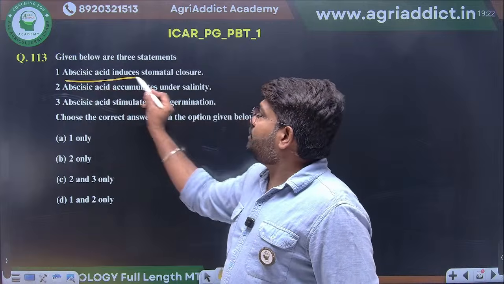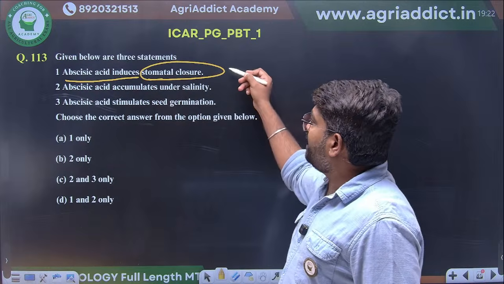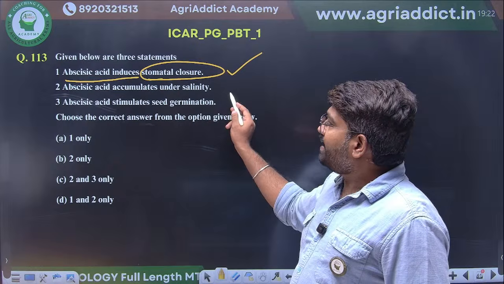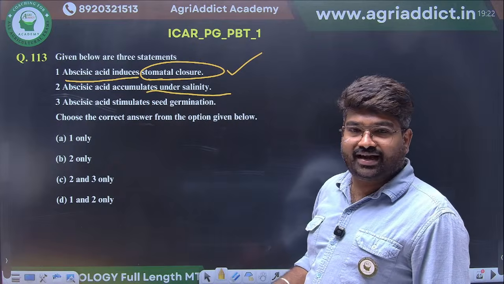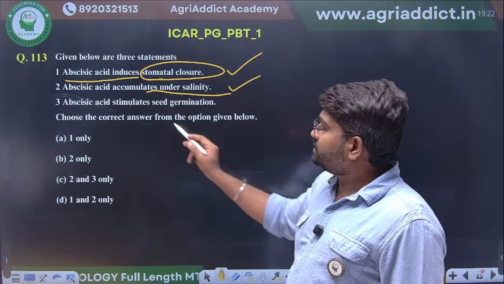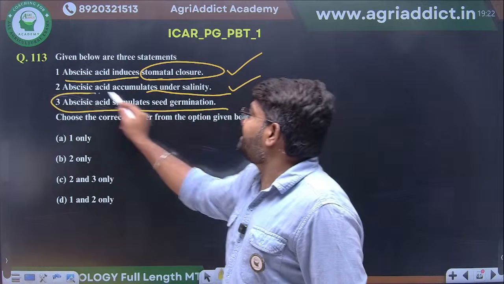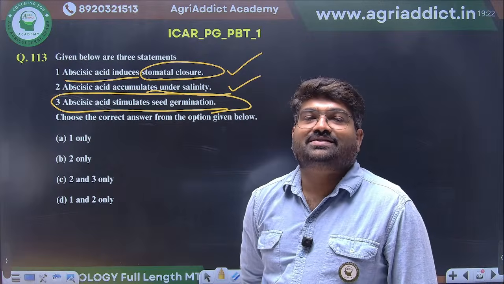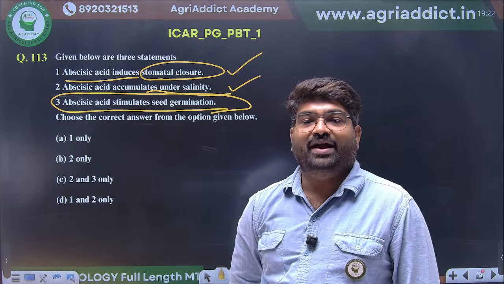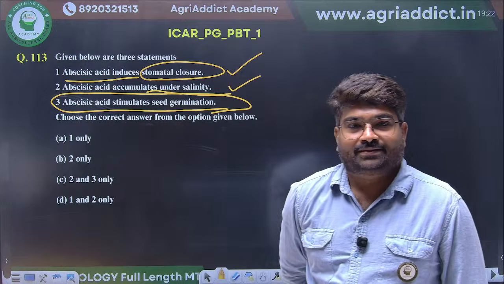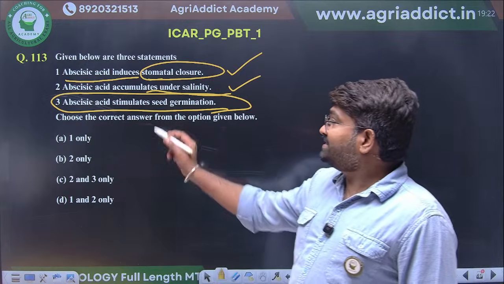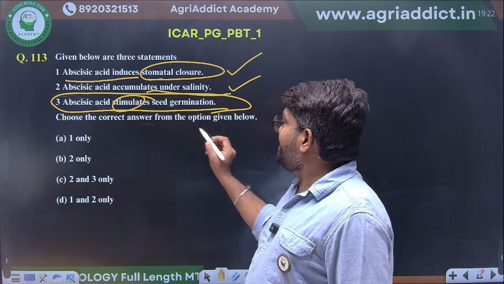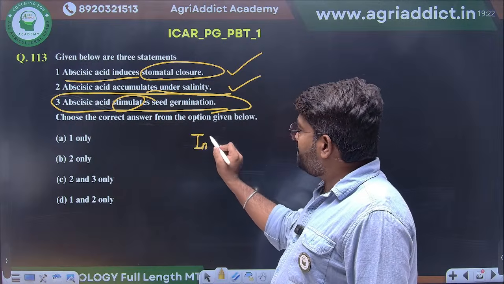Abscisic acid induced stomatal closure. This we already saw. This is true. Abscisic acid accumulates under saline stress. True. Abscisic acid stimulates seed germination. What will be the correct answer for these, students? Whether abscisic acid will stimulate? No, abscisic acid will inhibit. It will inhibit seed germination.